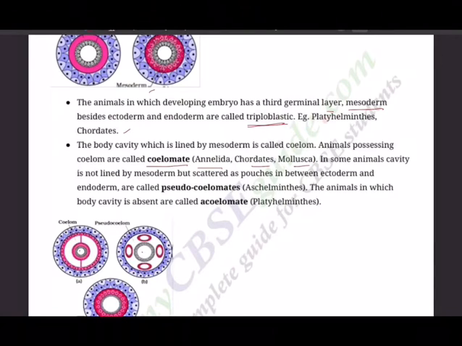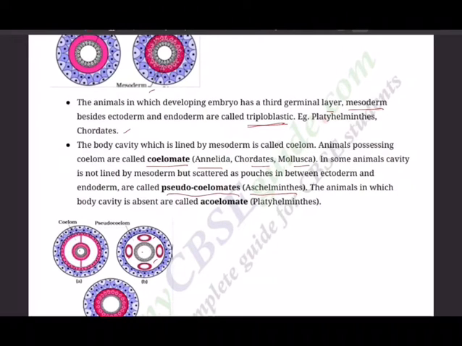Inside there is one cavity. That body cavity is coelom. In some animals, the cavity is not lined by mesoderm but scattered as pouches. As you are seeing here, this is one bag, this is one bag, this is one bag. So this is not lined with the mesoderm. Instead, it is scattered as pouches between ectoderm and endoderm. Then we say pseudocoelomates. Example, Aschelminthes.